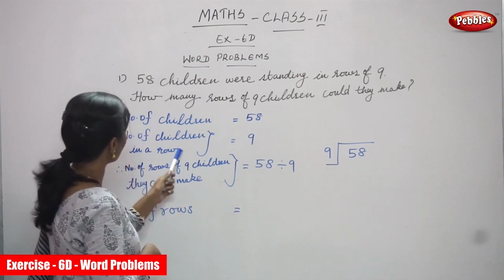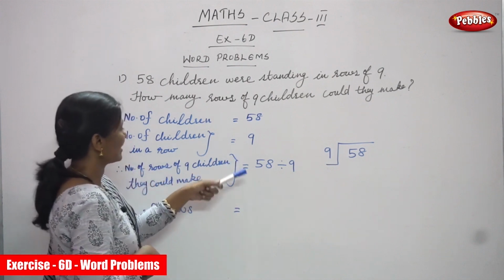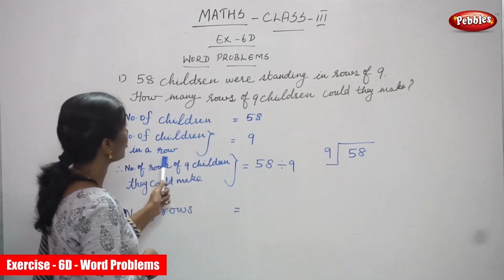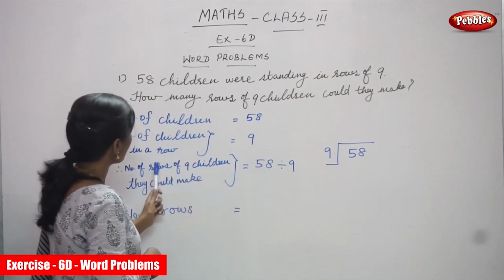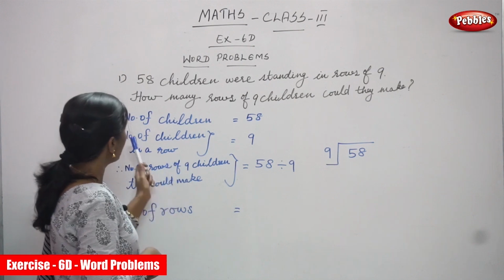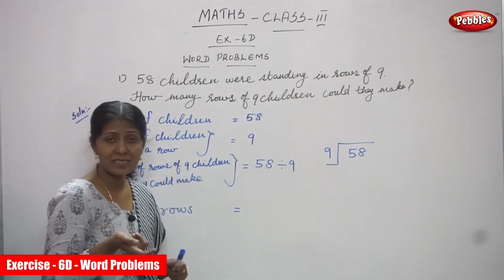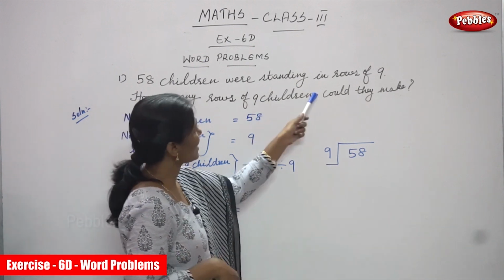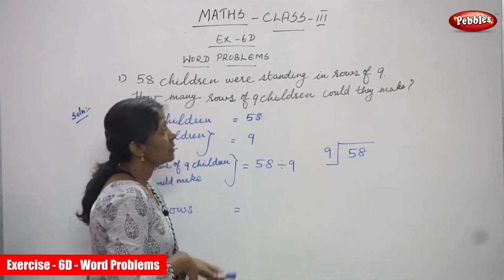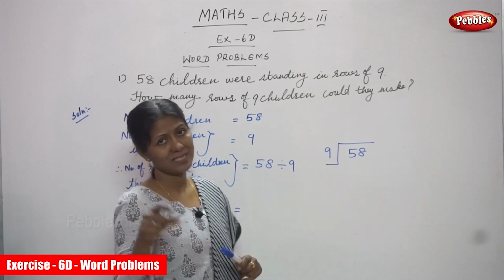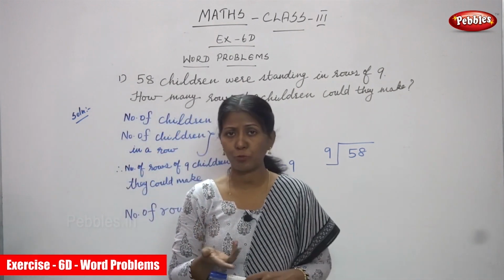The number of children in a row is what? That is 9. Number of children in a row is 9. Each row has 9 children. Total number of children is 58. They were standing in rows of 9. That means we have to find out how many rows. That is the main question.